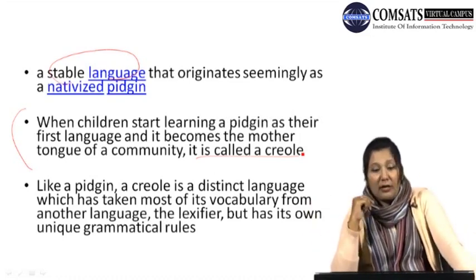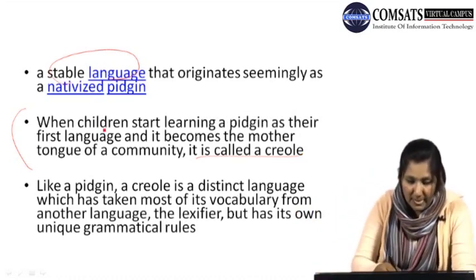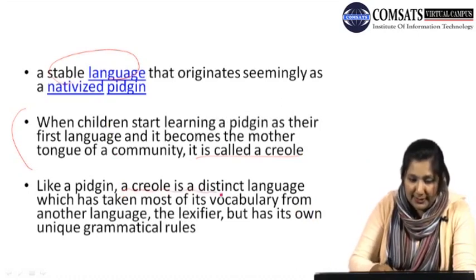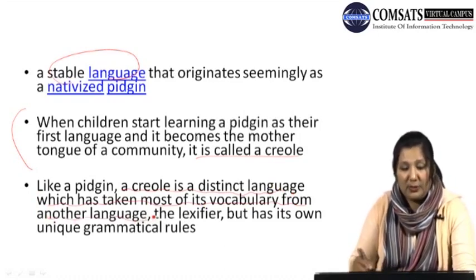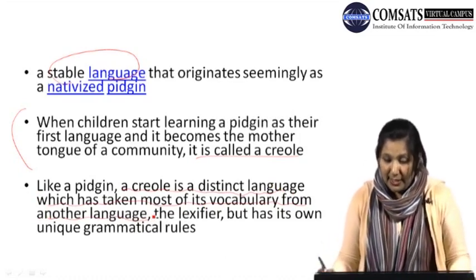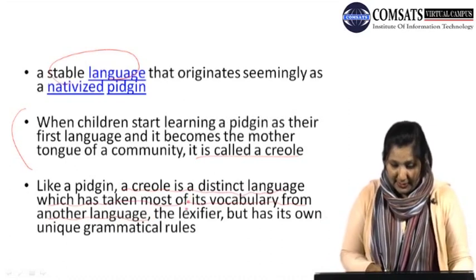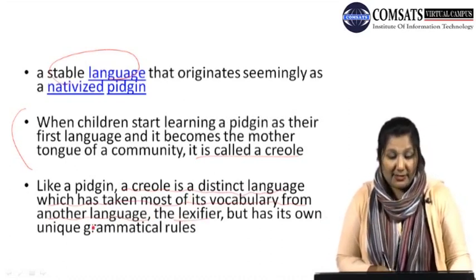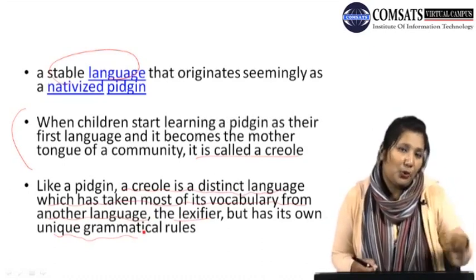Like a pidgin, a Creole is a distinct language which has taken most of its vocabulary from another language, the lexifier. It has taken its vocabulary from some other language. And what is that? That is the lexifier, but it has its own unique grammatical rules. This is one addition to it.